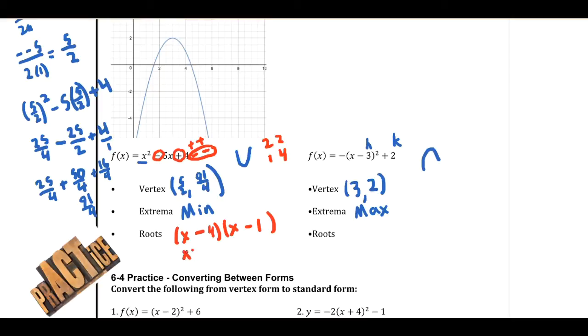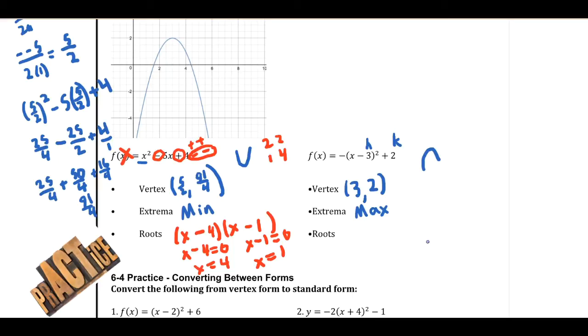I would solve these by saying them both equal to 0, and I would get x equals a positive 1 and x equals a positive 4. You could also use quadratic formula or any other of those methods that we've used to go ahead and find this. But we can see that this definitely does not match it.